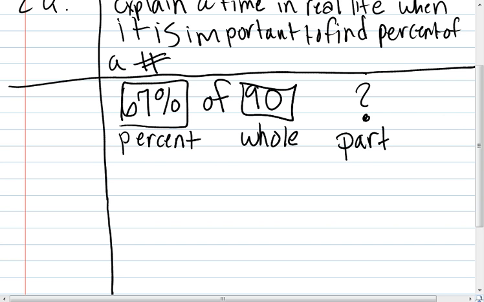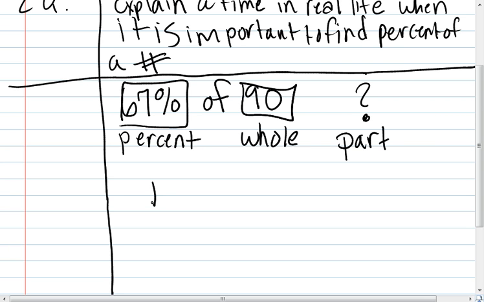This is like saying that you went to Walmart and there was a chair for $90 and it's 67% off. Well, what price are you going to pay? You're not going to pay $67 and you're not going to pay $90, but how much are you going to pay? So that would be the part.